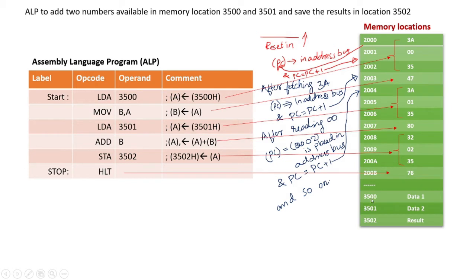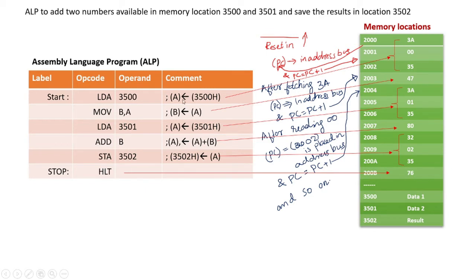Now the first number is available in the accumulator, and we need to save it in any one of the general purpose registers. Say I am going to save that number into the B register. For that we can use the instruction MOV B, A. After execution of this instruction, what is the content of the accumulator? The first data that is moved into the B register.